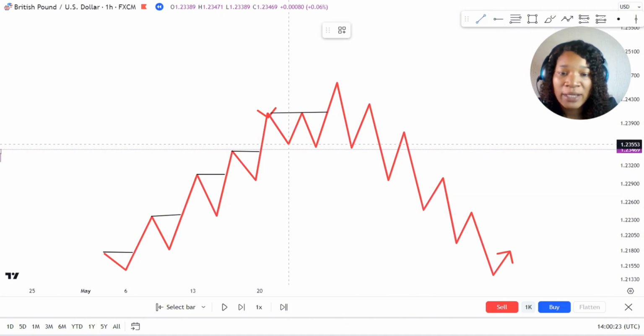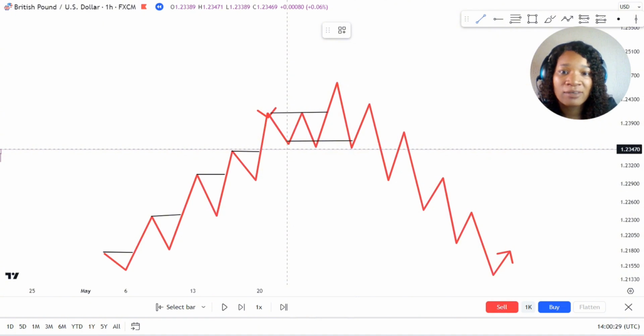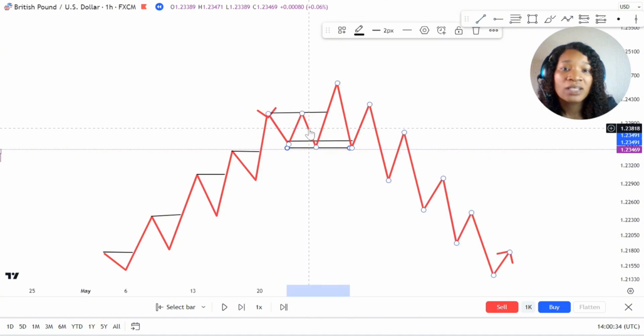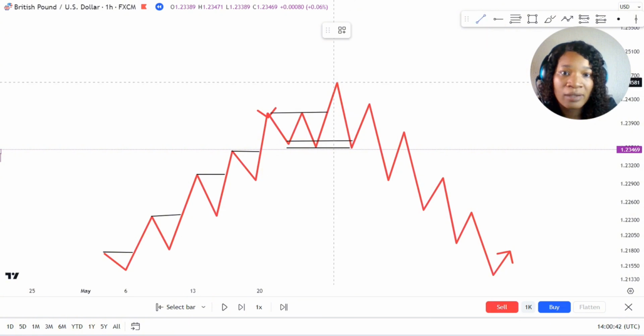Right here, I do not expect price to take out this zone. I want to see it break this high, come down here or somewhere around here, and still break this high too, this high right here.